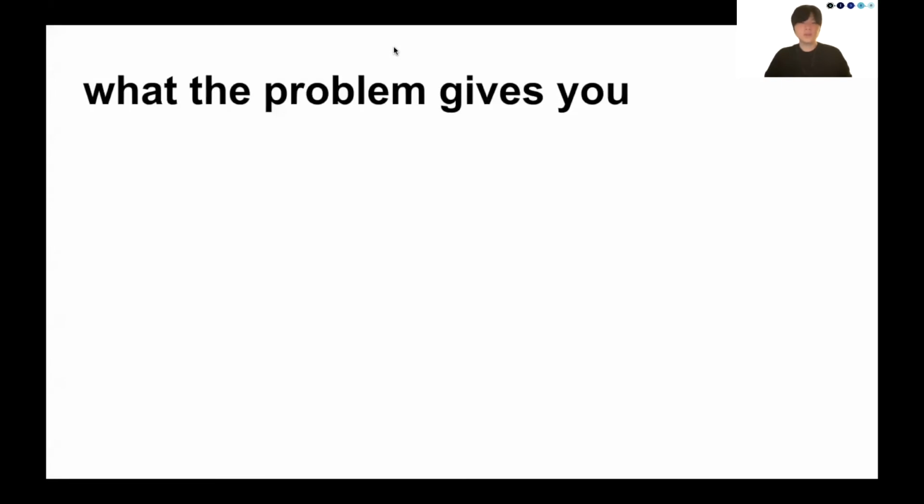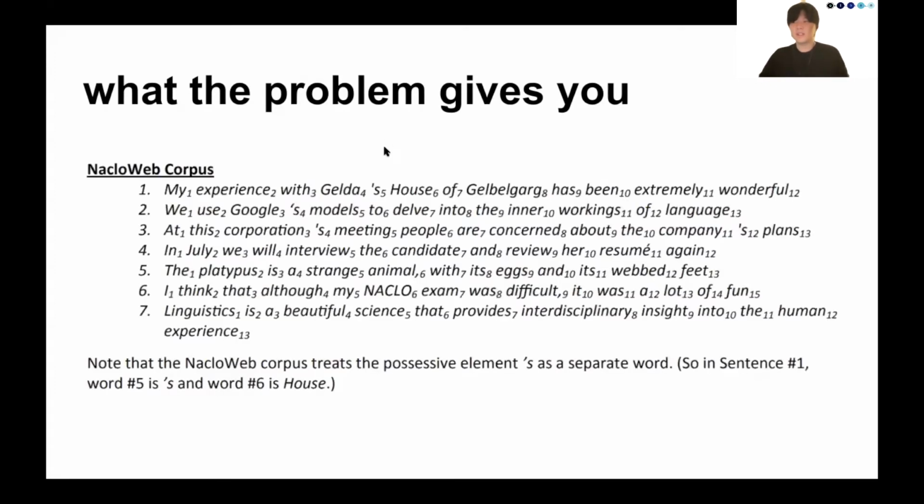So now that we're done with the problem background, we can finally move on to solving the problem itself. And the first part of that process is just to go over what the problem gives you. To start off, you're given a corpus of 7 sentences, each with all of their words numbered off in order, just like in the last example. However, as indicated by a note at the bottom, this time we consider the possessive apostrophe s as a separate word. So as you'll see here, they're written separately and they have their own number.